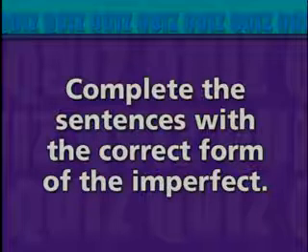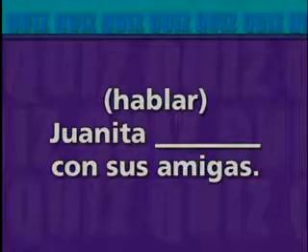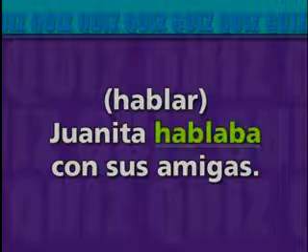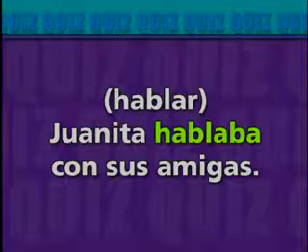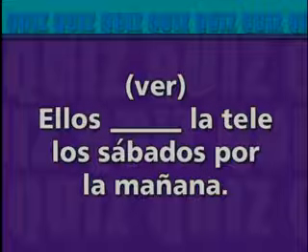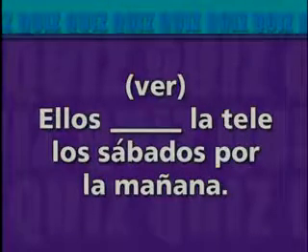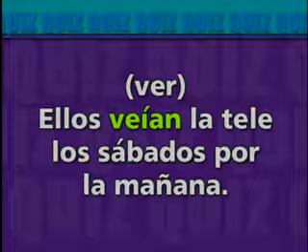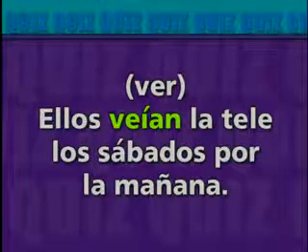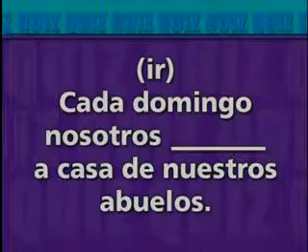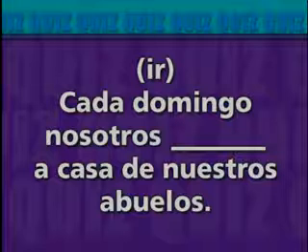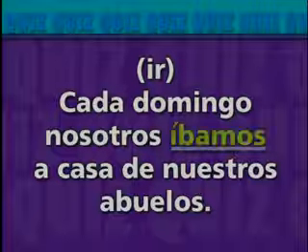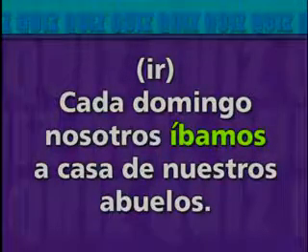Complete the sentences with the correct form of the imperfect. Hablar. Juanita con sus amigas. Juanita hablaba con sus amigas. Ver. Ellos la tele los sábados por la mañana. Ellos veían la tele los sábados por la mañana. Ir. Cada domingo nosotros a casa de nuestros abuelos. Cada domingo nosotros íbamos a casa de nuestros abuelos.